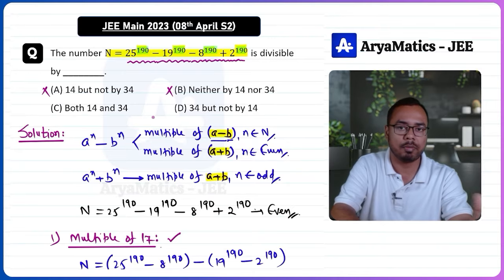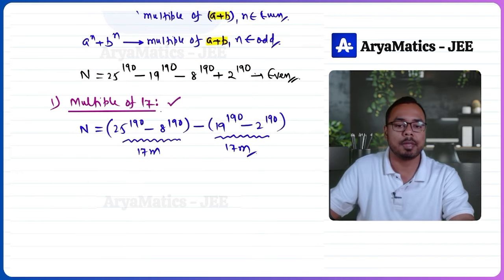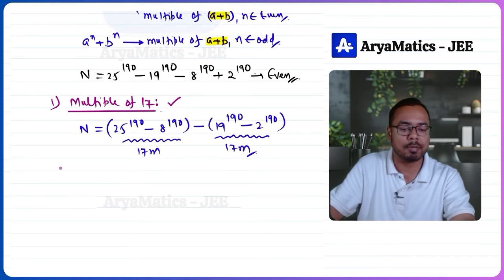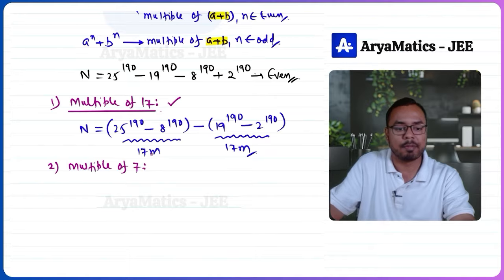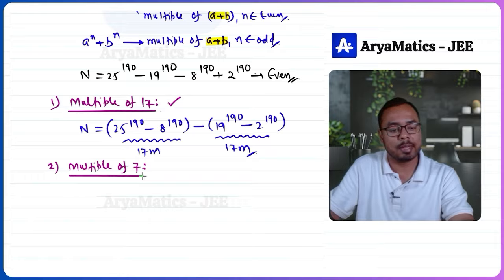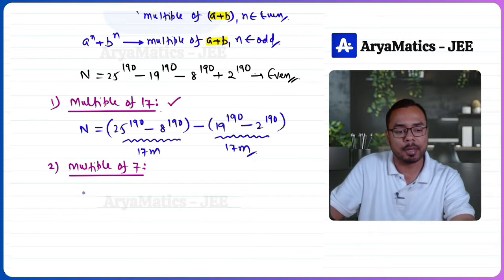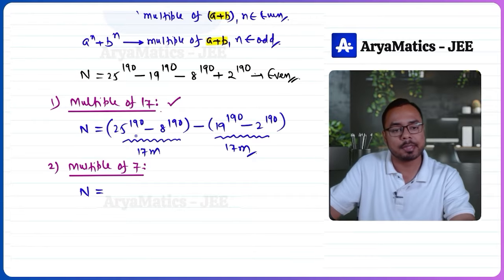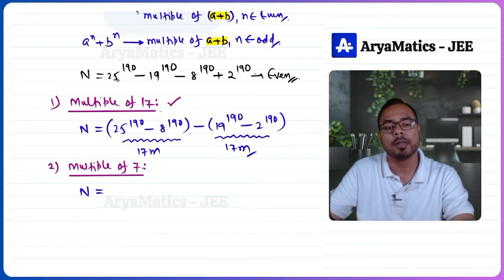Now we have to check for 14. Because we have already established that it is an even number, we need to check for 7. So the second part of this problem is that we need to check whether this number is a multiple of 7 or not. For that, let us see what remainder we get if we divide this number by 7. Also, we can combine some of these terms and see which of the above results are applicable here.